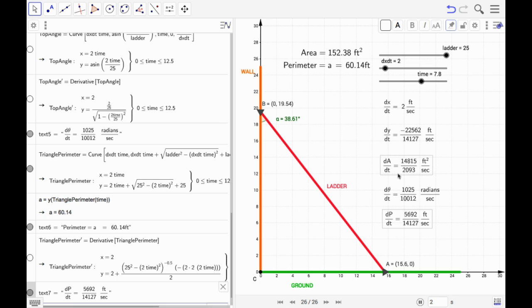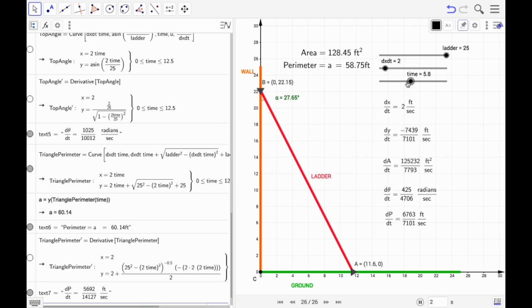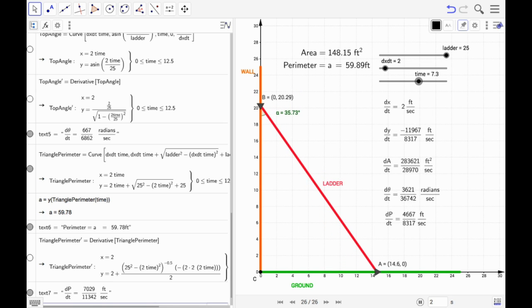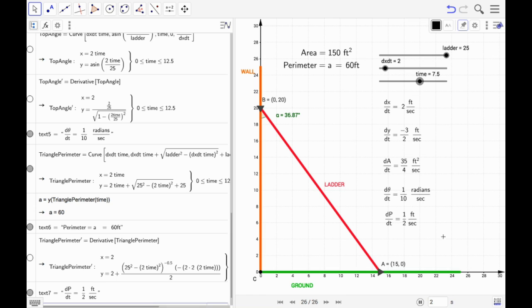Let's take a look at two things. Notice first off, when I move the time, we see that the perimeter is drawn in. Let's move it so that we can get an easy perimeter that we can calculate. Let's say that when X is 15, when 15 feet away, we got 15 feet here at the bottom. We see a 20, so the height is 20, and we know the ladder is 25. Well, 15 plus 20 plus 25 is 60 feet, so we know the perimeter is correct.